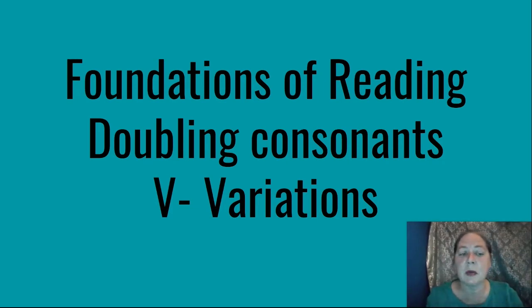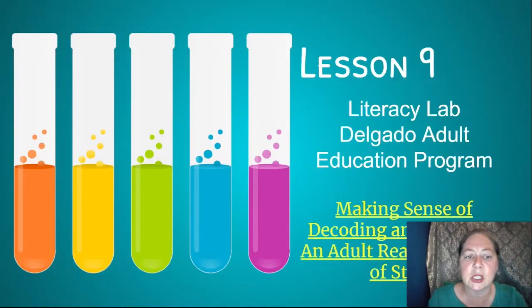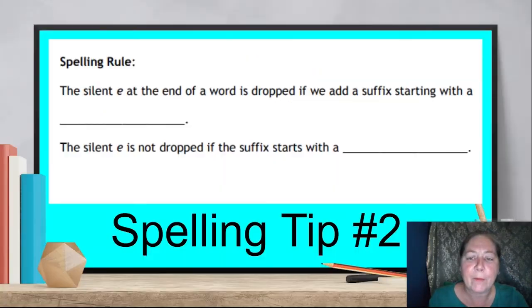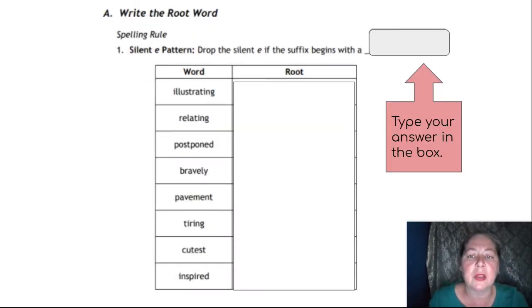This week's topic is doubling consonants and V variations. As a reminder, you can click to the workbook by clicking in your slides. We're going to talk about dropping the E at the end of a word if we add a suffix that starts with a vowel, but we don't drop the E if the suffix starts with a consonant. That's the rule we'll talk about this week.